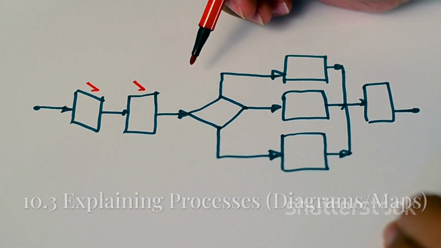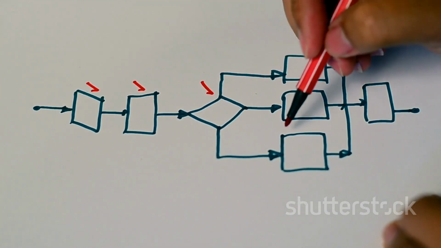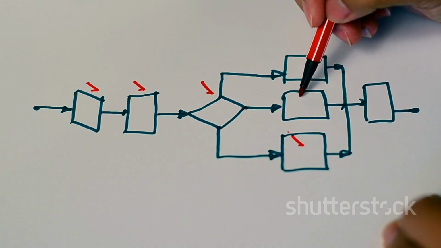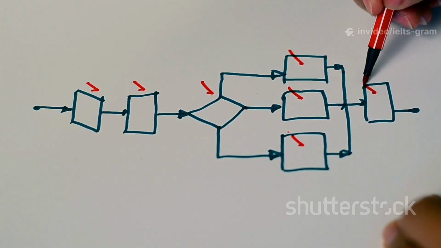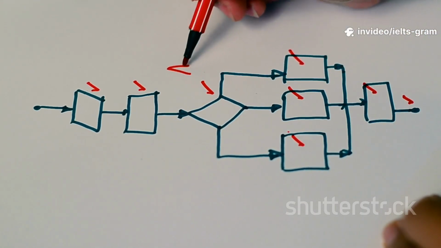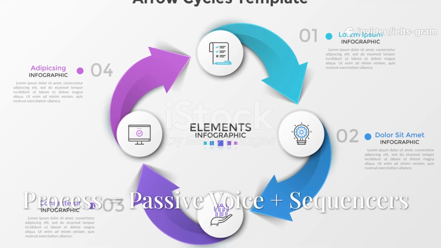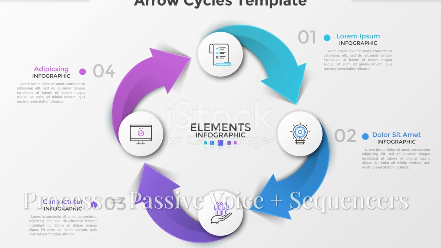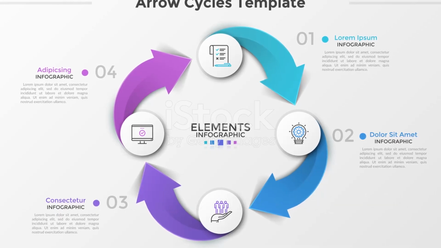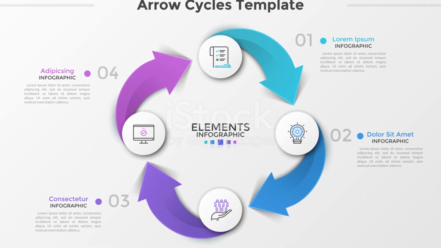Our third section focuses on process diagrams and maps. Here, your job is to describe a sequence of events or the layout of a place. The grammar for this is very specific, and if you get it right, very effective. The golden formula is process equals passive voice plus sequencers.